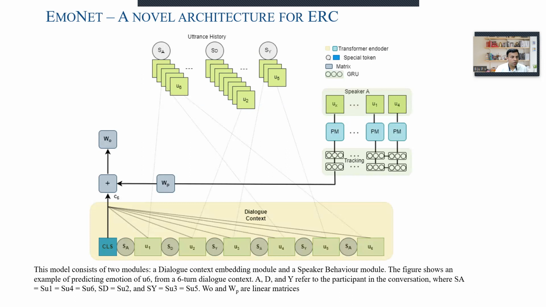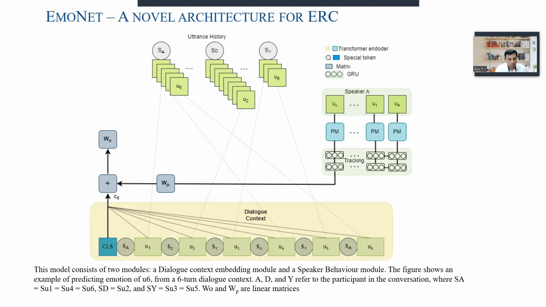So this is the EmoNet architecture. We can see at the bottom, there's a dialog context, that is one module. And at the mid right, you can see another set of boxes that represents the second module. Here, this also explains with an example where a dialogue with 6 utterances, and we are currently processing the 6th utterance, that is U6, spoken by speaker A.